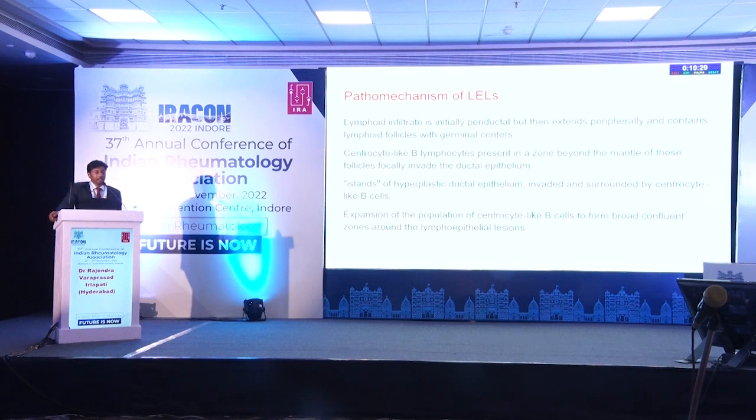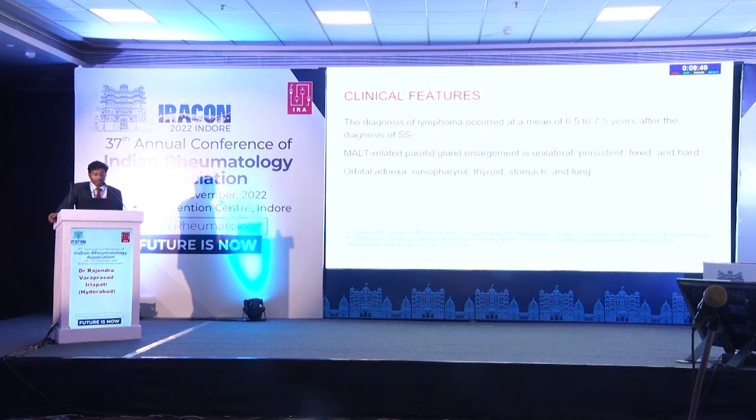The lymphoid infiltrate is initially around the ductal epithelial cells, and it slowly grows peripherally and contains lymphoid follicles with germinal centers. There are centrocyte-like B cells present in a zone beyond the mantle of these follicles, and they focally invade the ductal epithelial cells. There is simultaneously proliferation of ductal epithelial cells as well, which are infiltrated by these centrocyte-like B cells, which are active B cells. The gland itself morphologically will turn into almost a reactive lymph node with dissection of the epithelial architecture, and we know the glandular dysfunction.